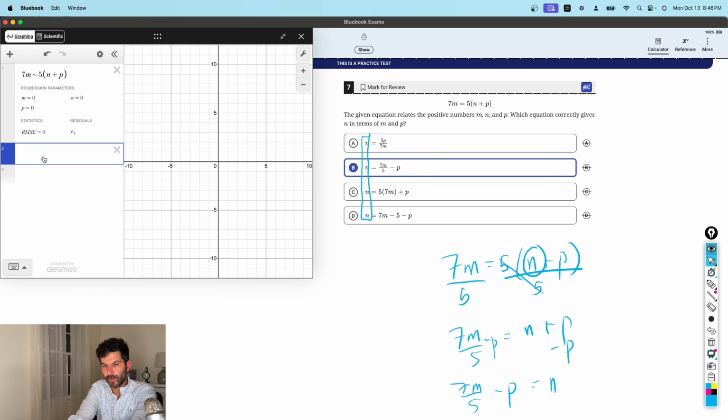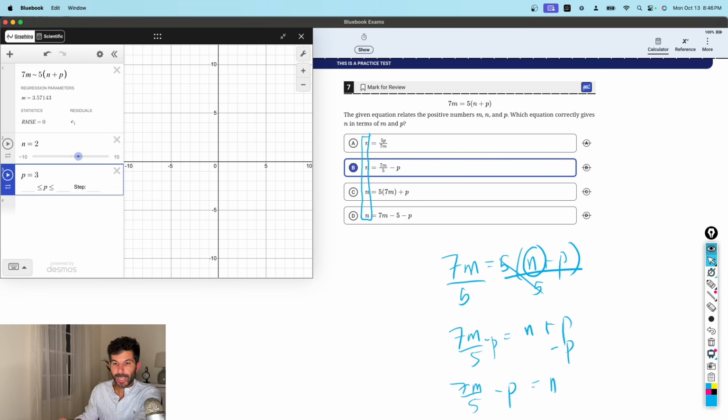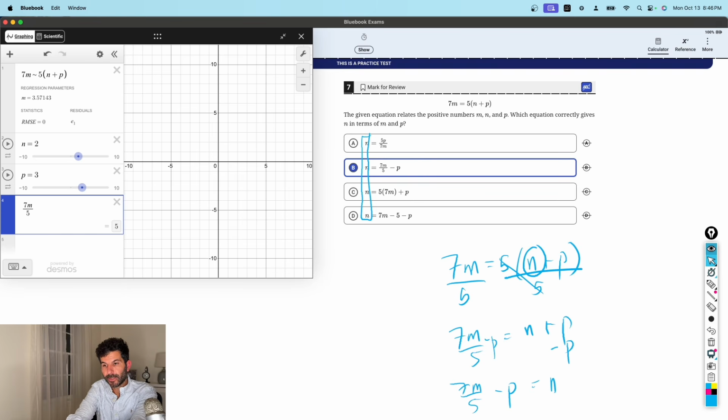We could do a slider now of n and make it 2, and we can make p equal to 3. And we can see that m becomes 3.57. So what we could do is test our choice B and see if, once we type in the 7m over 5 minus p, that gives me an answer of 2 for n, which is exactly what my slider is. So that confirms that our answer is in fact B using Desmos regression.